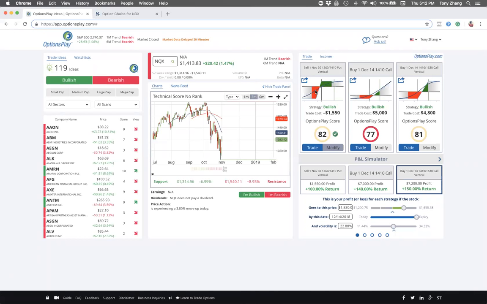And we're basically comparing the potential risk versus the potential reward and giving you a single number that allows you to compare different strategies, because a call has unlimited reward. How do you calculate the risk reward of that? You really can't. That's why we created the OptionsPlay score. So you have a unified metric to give you an idea as far as how much balance is there between risk to reward, and allows you to compare different strategies side by side.